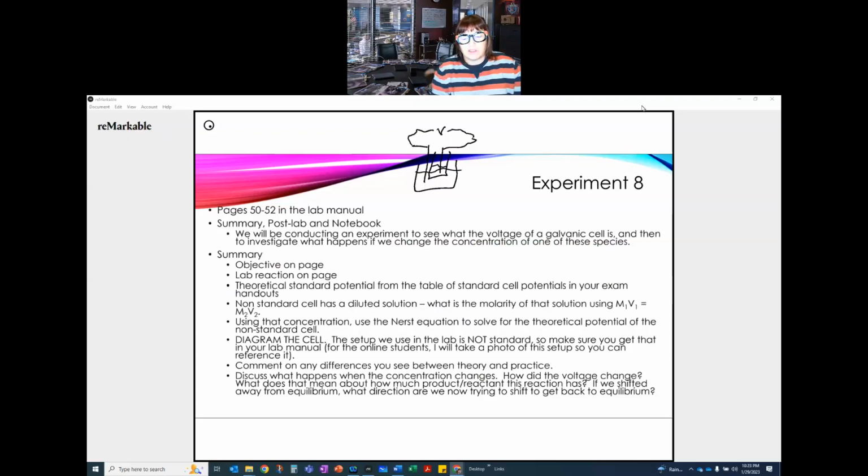I want you to comment on any differences you see between what you think those values should be and what they actually are. Okay, so there's some data that you'll get so you'll be able to look at them. And discuss what happens when the concentration changes. What does that do? How does the voltage change? What does that mean about how much product versus reactant the reaction has? We shifted away from equilibrium. Which direction are we going to try to get back to it? That's what we're going to be talking about in terms of the summary.